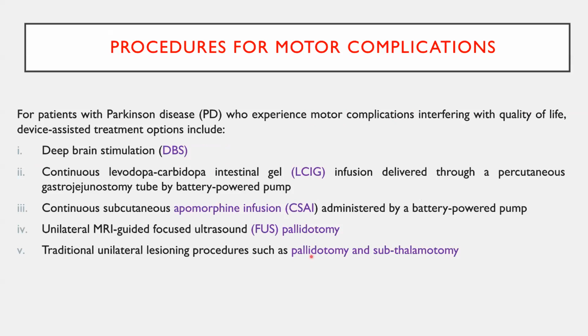These are the varieties of intervention: deep brain stimulation, carbidopa intestinal gel preparation, apomorphine subcutaneous infusion pumps, pallidotomy, and subthalamotomy. These are the surgical interventions. Just remember the names. Okay?